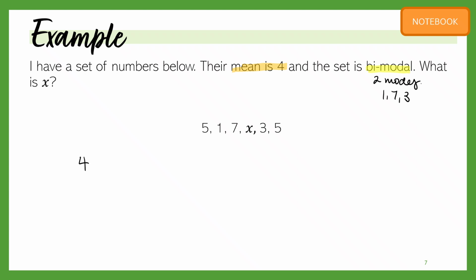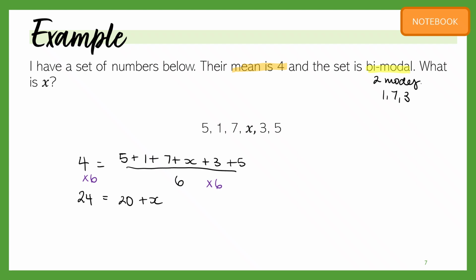Now we've been told our mean is 4, and I know that I can get that by adding together all of these numbers here and then dividing that by 6, right? So going back to our algebra, we're going to start by multiplying by 6, and I end up with 24 is equal to all of that added together. And if I collect my like terms, so if I add 5, 1, 7, 3, and 5 together, I'm going to end up with 20 plus x, right? And then we're just subtracting 20 from both.